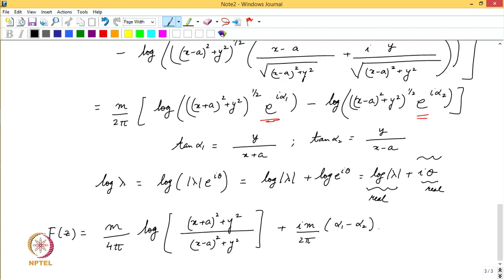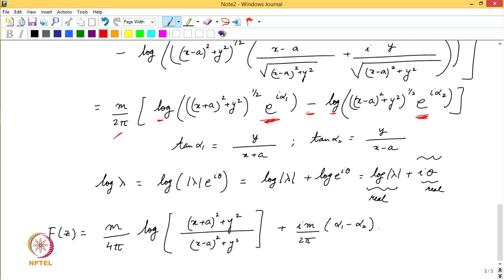Okay. So, we will get alpha 1 because we will have log of e to the i alpha 1 here, right, we have log of e to the i alpha 1. So, that will give me iota alpha 1 times m by 2 pi, and then we have a negative of log of e to the i alpha 2, that will give me minus alpha 2 here, and that multiplied by m by 2 pi will give me this number.